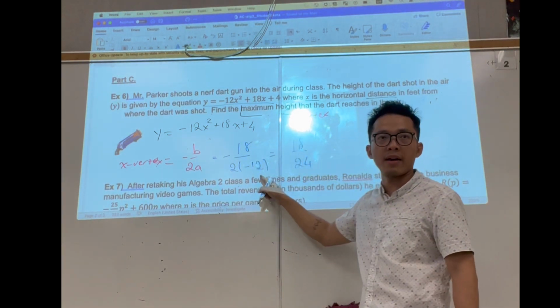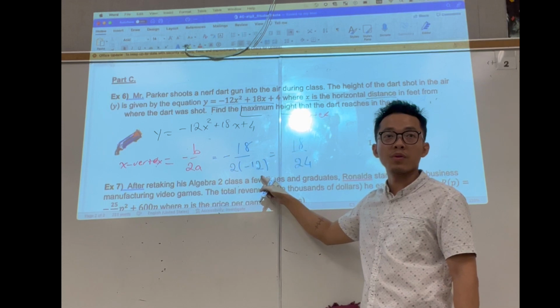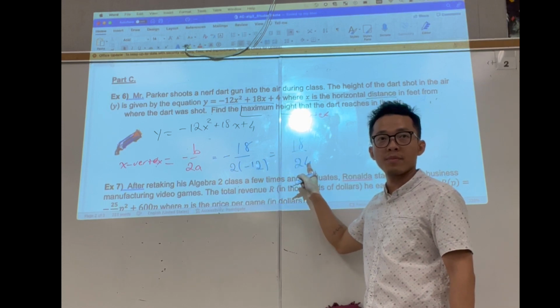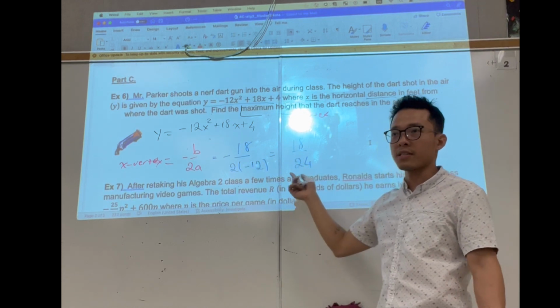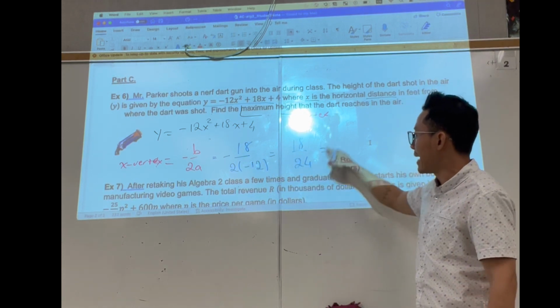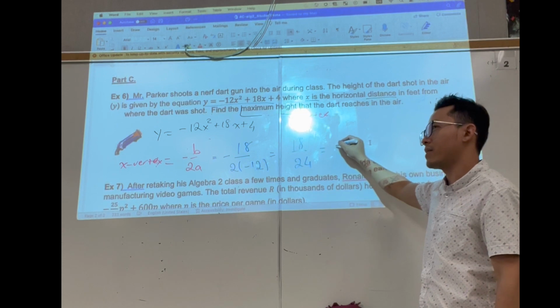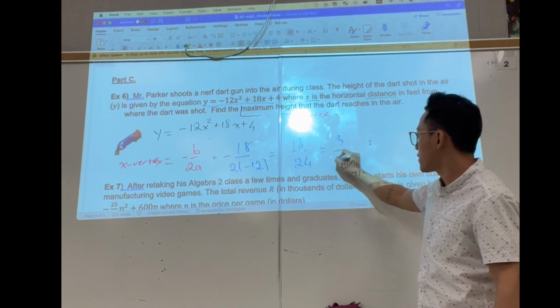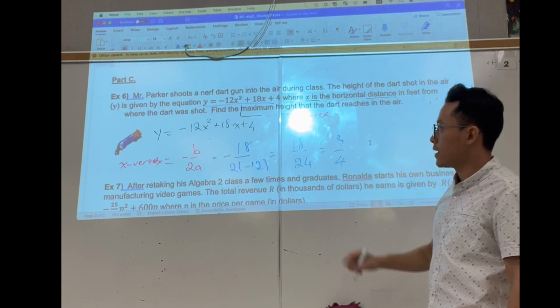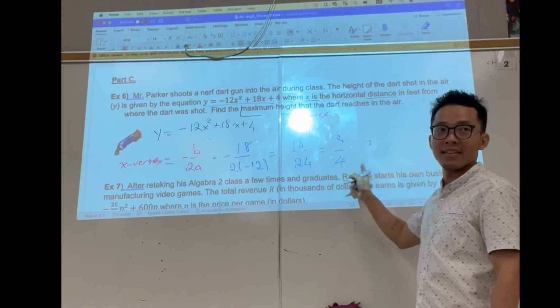How many negatives right here? Negative and negative 2. So this becomes positive, so you don't need to write anything. Okay, 18 over 24. I think you can simplify by dividing by 6. Yeah, 3 over 4. We have 3 over 4.